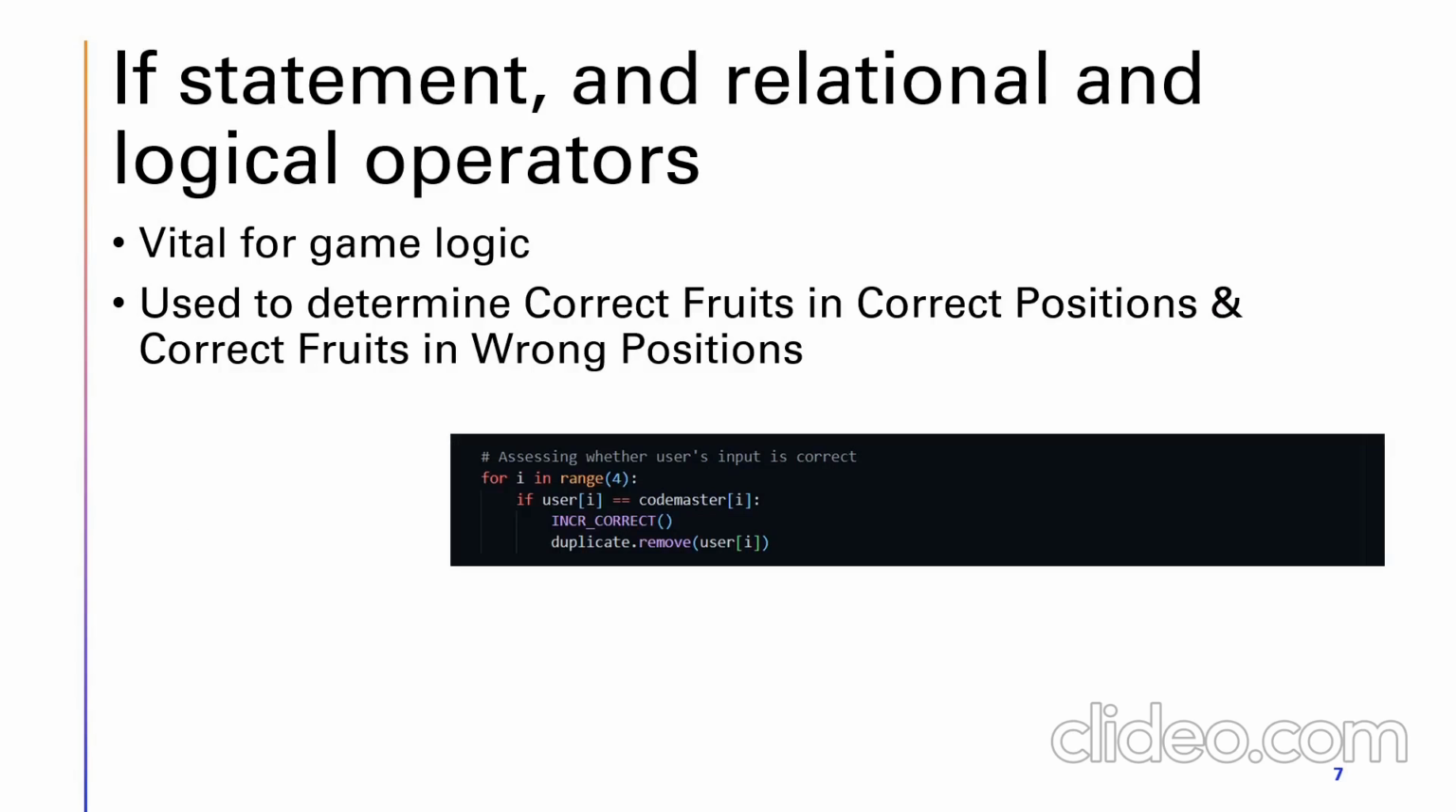The if statements and relational and logical operations have been used throughout the program, but one instance of which is the comparison of the two lists. If you can see in the screenshot in the center, the first index of the user list is compared with the first index of the codemaster list. If both of them are equal, then it will return as true, and the program will proceed to execute the next few lines of code.